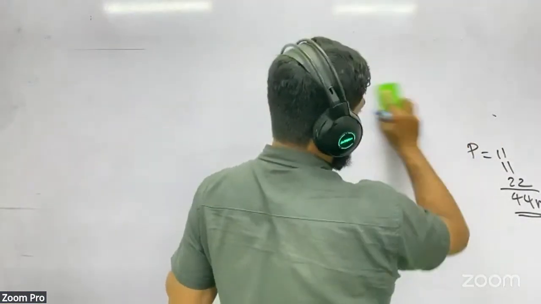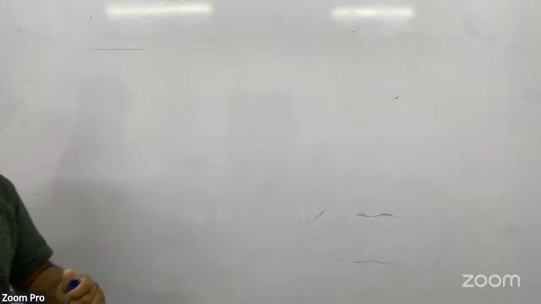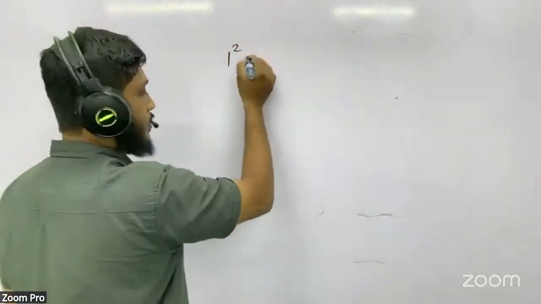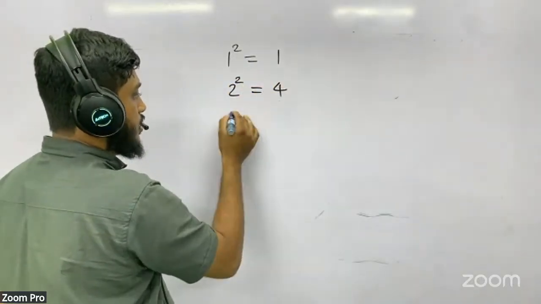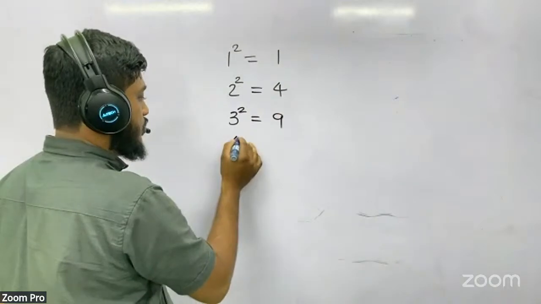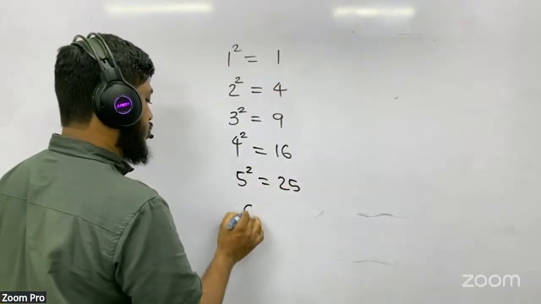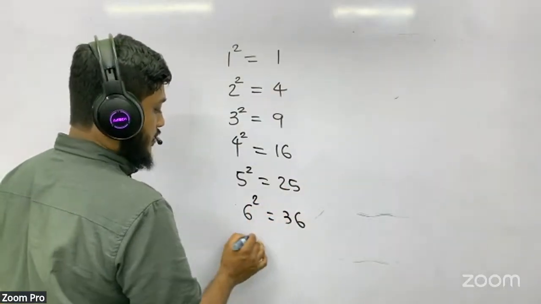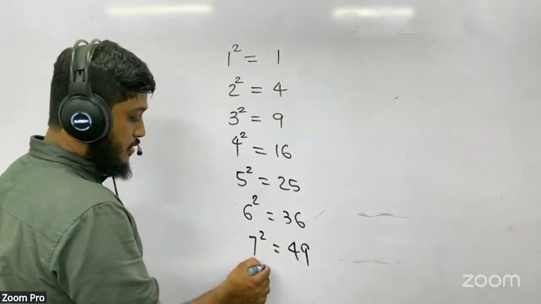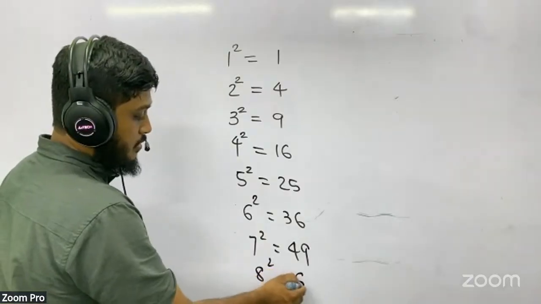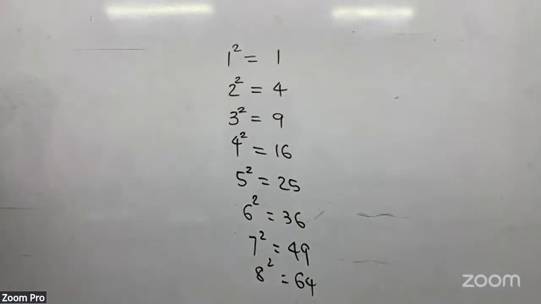What is a square number? What is a square root? Square number: 1 square is how much? 1 square is 1. 2 squared? 4. 3 squared? 9. 4 squared? 16. 5 squared? 25. 6 squared? 36. 7 squared? 49. 8 squared? Speak. 64. You guys don't know the square numbers.